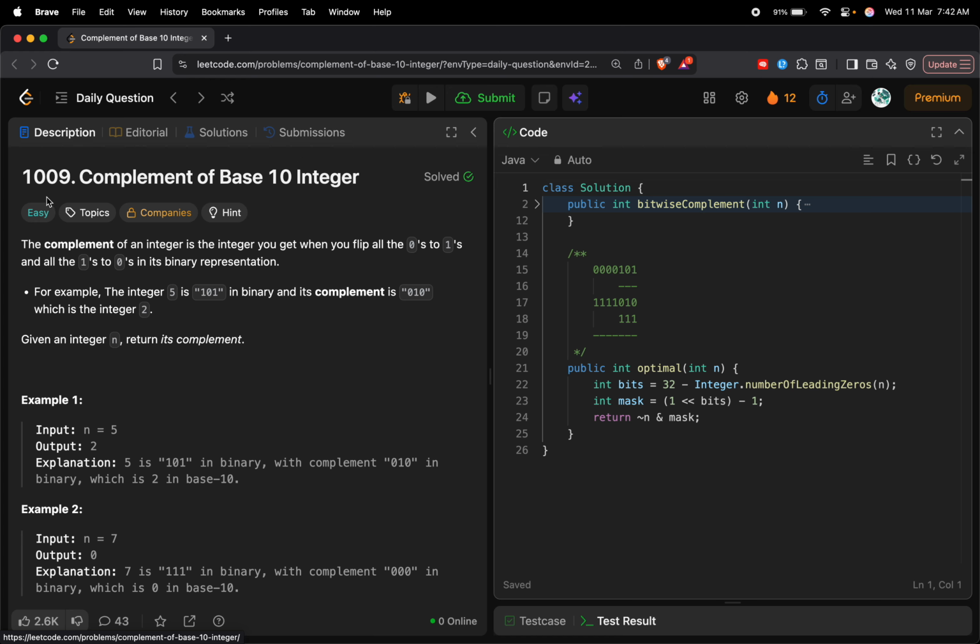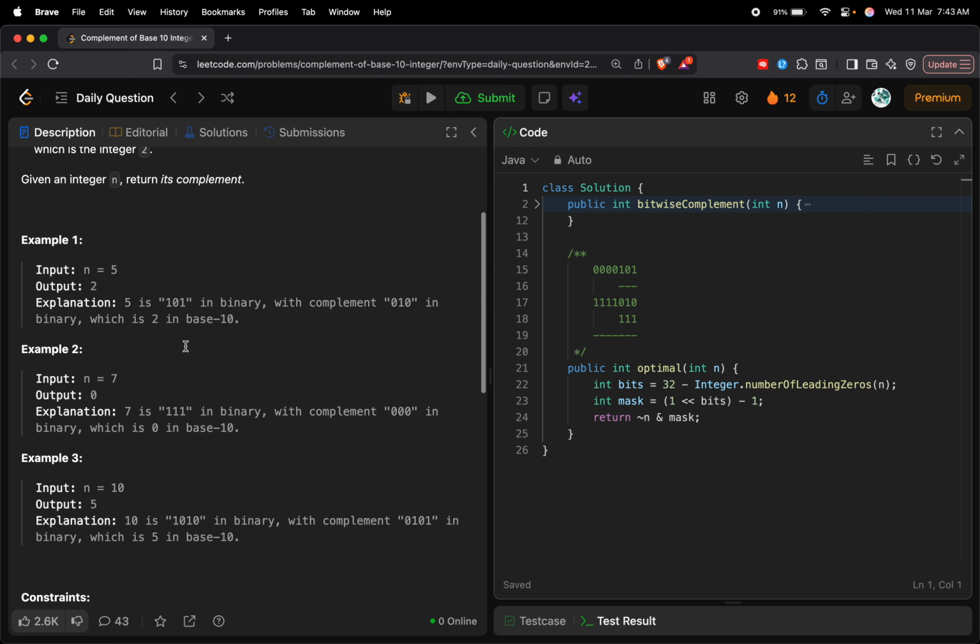Let's solve today's Leetcode problem 1009, complement of base 10 integer. The complement of an integer is the integer you get when you flip all zeros to ones and all ones to zeros in its binary representation. For example, the integer 5 is 101 in binary and its complement is 010, which is the integer 2. Given an integer n, return its complement.